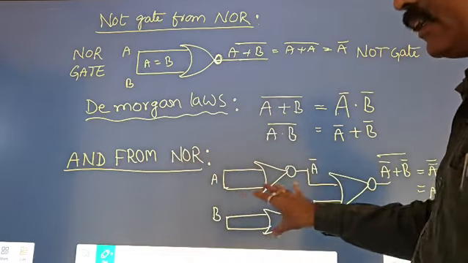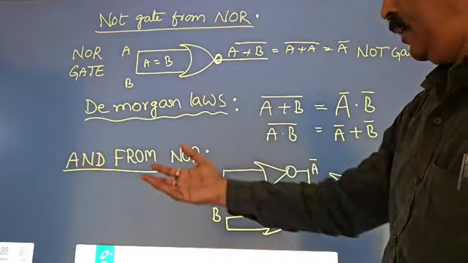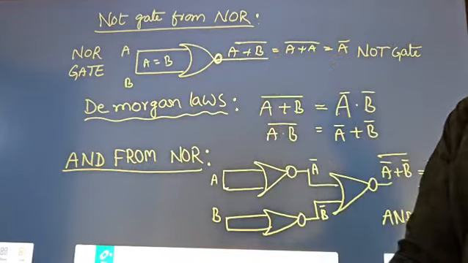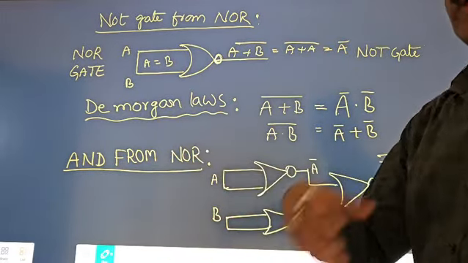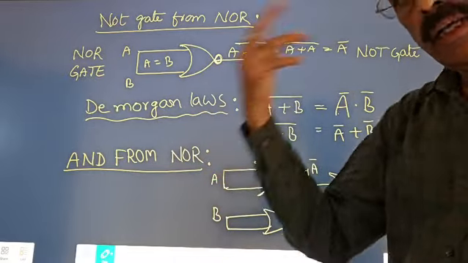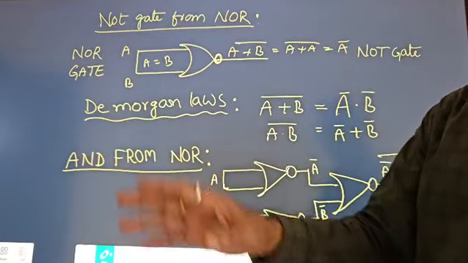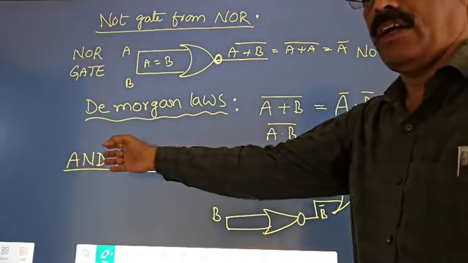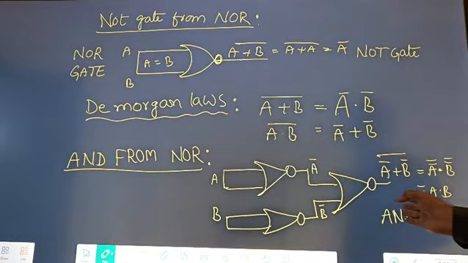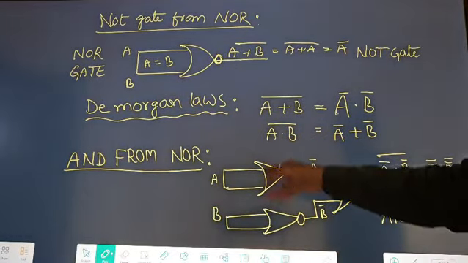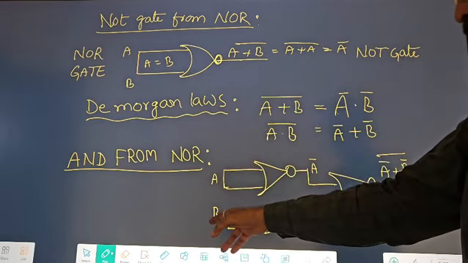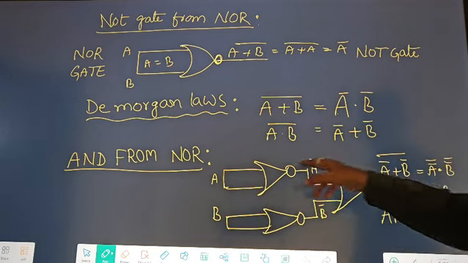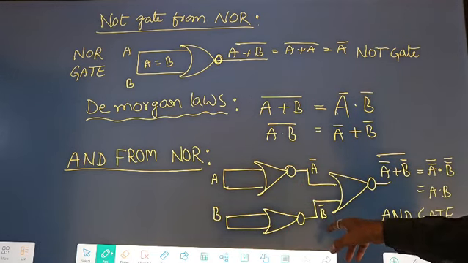To get an AND gate from NOR, how many NOR gates can you take? No restriction. Any number of NOR gates you can take. Finally, the output you should get is the AND gate. So these two are the NOR gates. Input A, input B. The output is A bar, and this output is B bar.